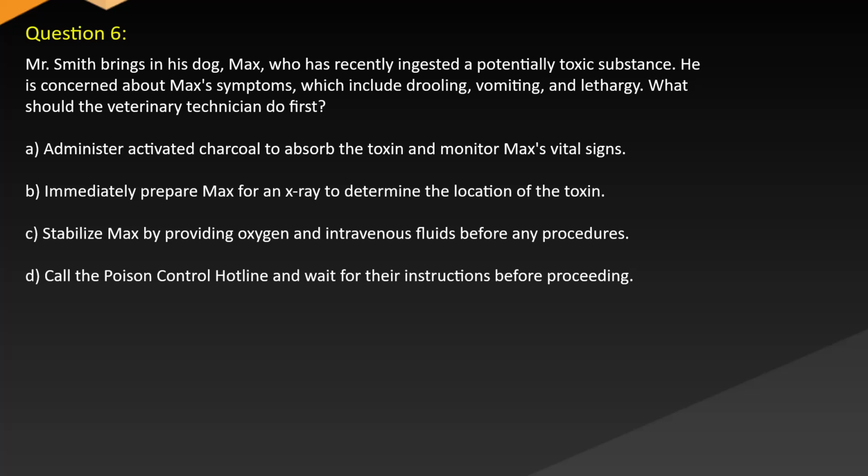Question 6. Mr. Smith brings in his dog Max, who has recently ingested a potentially toxic substance. He is concerned about Max's symptoms, which include drooling, vomiting, and lethargy. What should the veterinary technician do first? A. Administer activated charcoal to absorb the toxin and monitor Max's vital signs. B. Immediately prepare Max for an X-ray to determine the location of the toxin. C. Stabilize Max by providing oxygen and intravenous fluids before any procedures. D. Call the poison control hotline and wait for their instructions before proceeding.